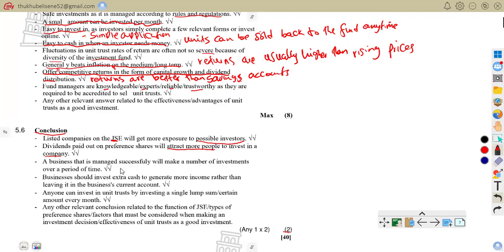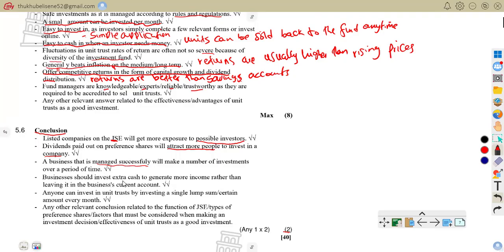A business that is managed successfully will make a number of investments over a period of time. So the business that is managed successfully is going to attract more investors, because investors want to invest in a business that is performing well. So the business that is doing well, which has more sales, which is profitable, will attract as many investors as it can. So that is that.